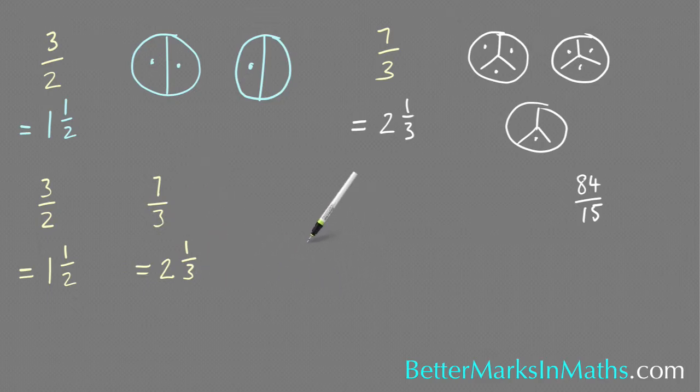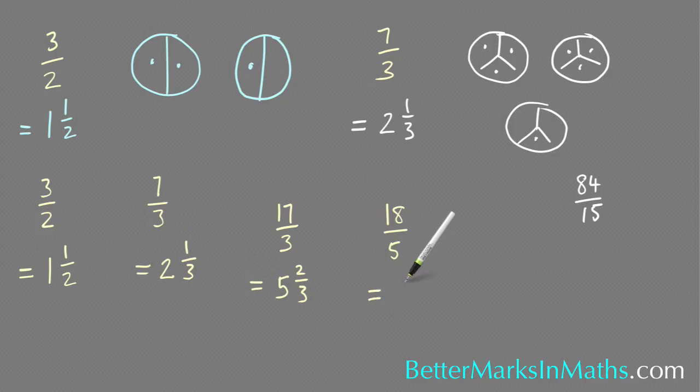So a couple of harder ones. The first one, 17 over 3. How many 3's in 17? There's 5 with 2 left over, and it goes over this 3. And so 17/3 is equal to 5 and 2/3. Another example, 18/5. How many 5's in 18? There's 3. 3 5's are 15, so there's 3 left over, and that 3 left over goes over that 5. So 18/5 is the same as 3 and 3/5.